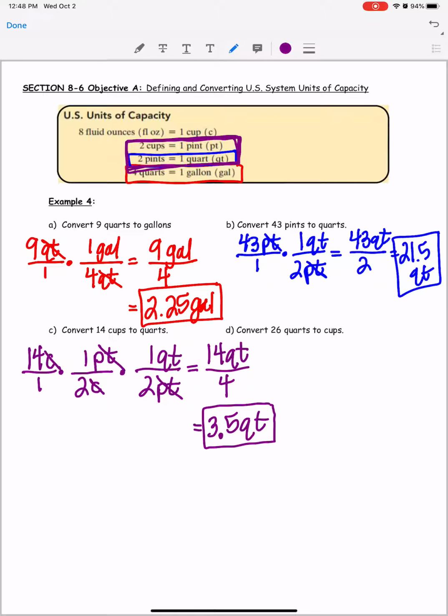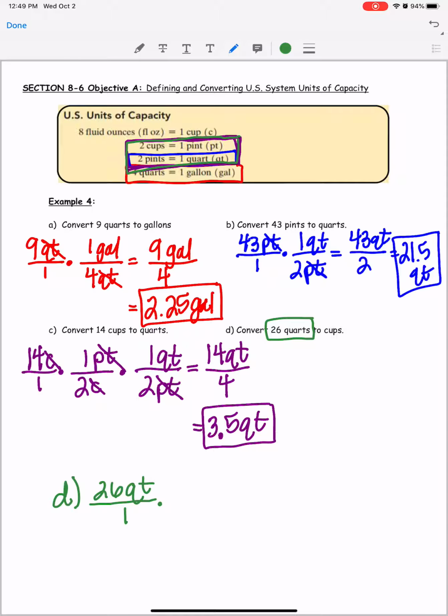Okay, D is the same thing, but now I'm going backwards. So now I'm going from quarts to cups. So I'm using the same two here, but opposite. Okay, so I'm going to do D down here since I kind of ran into my own room. So start with your 26 quarts. Okay, I'm going to put that over 1.